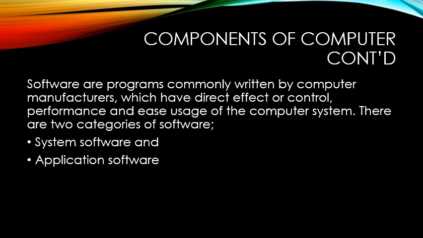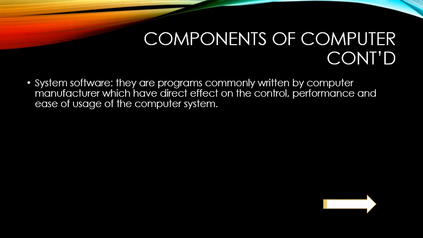The other component of a computer system is software. Software are programs commonly written by computer manufacturers which have direct effect or control on the performance and ease of usage of the computer system. There are two categories of software, which are the system software and the application software.